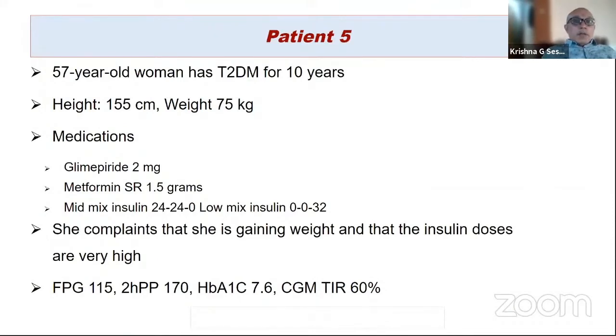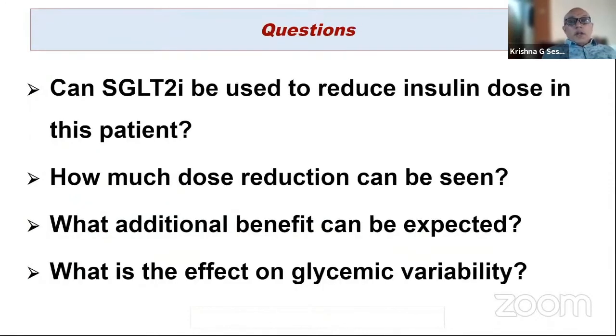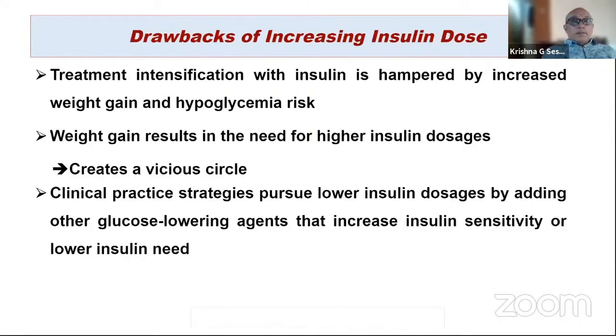A 57-year-old woman with type 2 diabetes for 10 years on insulin. Can you use insulin and an SGLT2 inhibitor, with a reduced dose of insulin? The answer is yes.